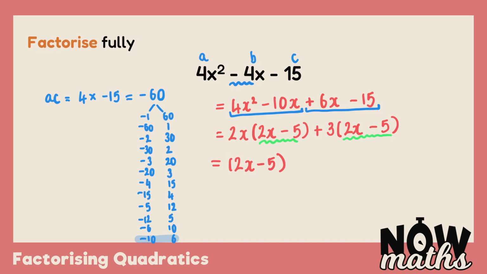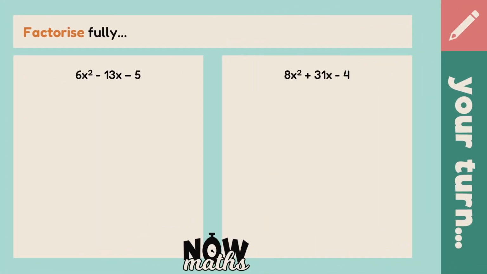And dividing the first term by 2x subtract 5, we get 2x, and dividing the second term by 2x subtract 5, we get 3. And this is all of the terms, so we close our brackets, and this is our final factorised quadratic. Now for the final time in this video, you might want to pause here and have a go at the 2 questions on screen. Come back when you're ready to see some solutions.